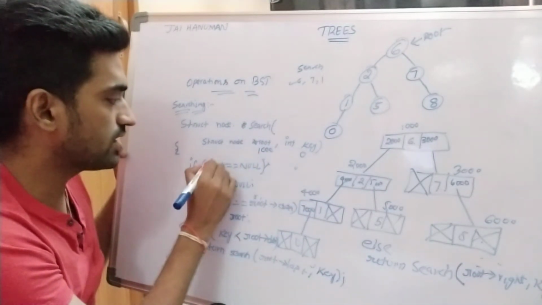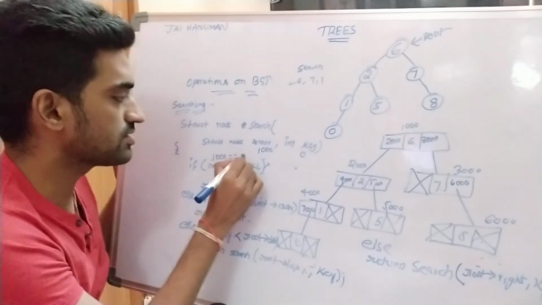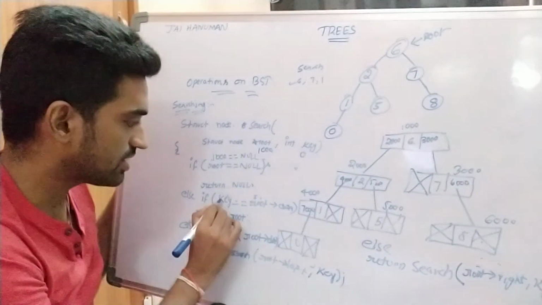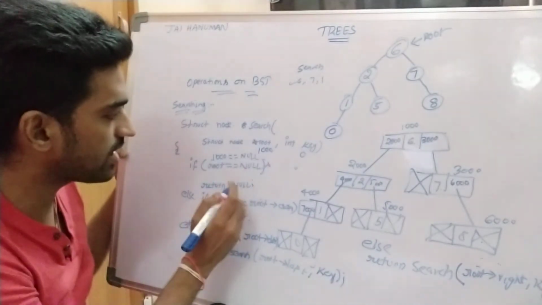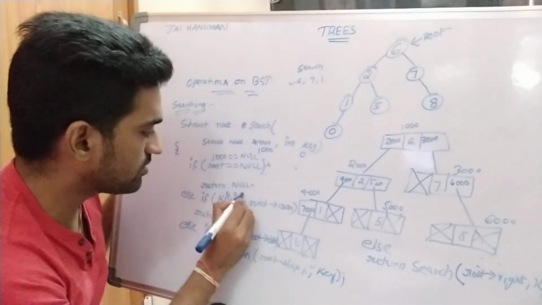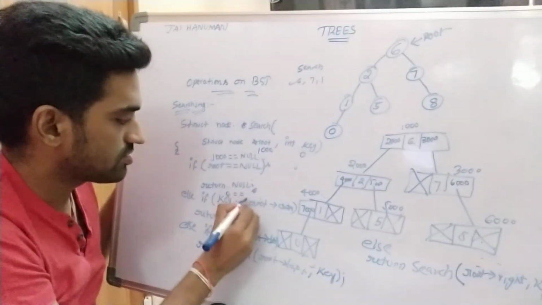So root equal to null. So 1000 is equal to null. This is obviously failure condition. It does not return null value. Then key is equal to root data. What is key value? 0. So 0 is equal to root data. What is root data? 1000 holds the 6. So this is also failure.